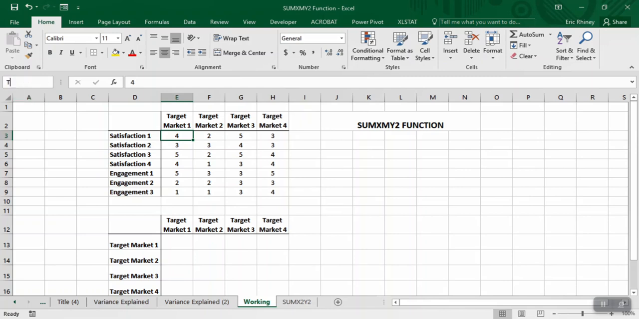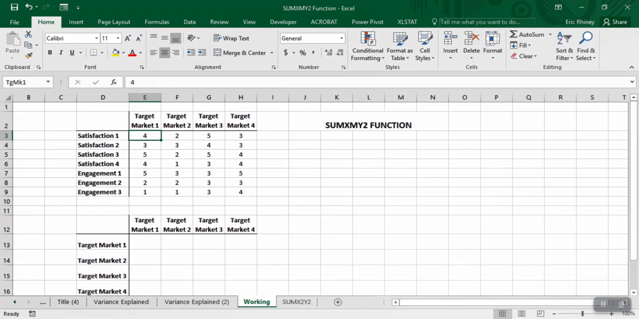So let's say target, let's see, TGM1. And let's say TGM, just in case there's a TGM column. I don't think there is, but just in case, TGMK1. Target market 1. All right, and hit enter. Oh, that didn't work, right? You know why? Because I didn't highlight all of this.